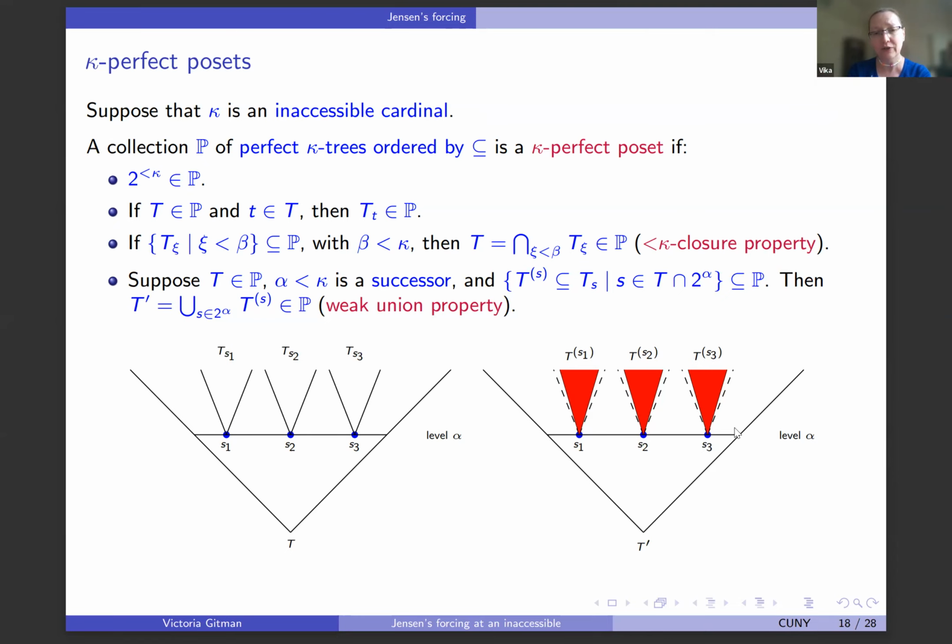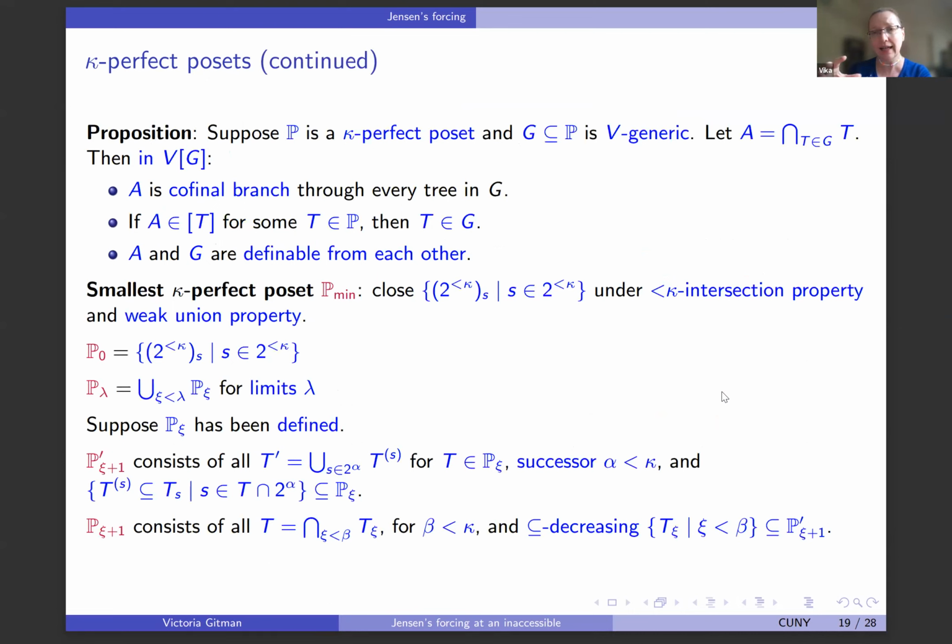It says that I can do this. So it says that if I have a tree in the poset and each of these red trees are in my poset, then the union is in the poset. But I can only do this on a fixed level. And this kind of weak union property we can have. And it turns out this is exactly what we need for the construction. So we isolated this as the property that was really necessary to run the construction.